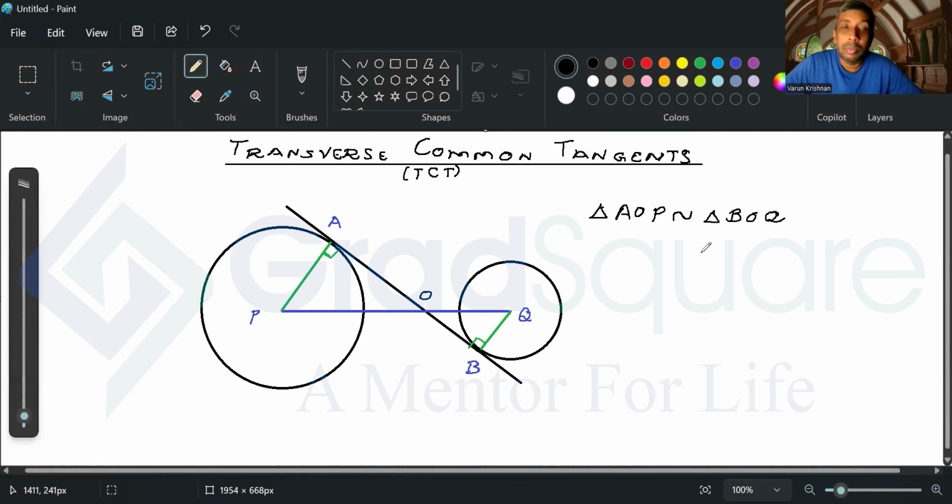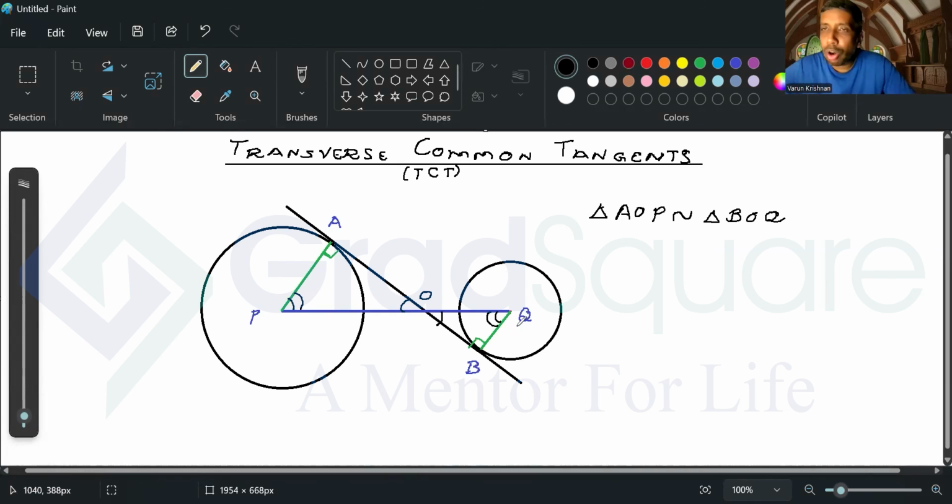These are two similar triangles. How do I know that? Because angle A and angle B are equal. Both of them have the value of 90 degrees. And angle AOP and angle BOQ are equal. So two angles are equal, which means that the third angle will be equal. So even angle APO and angle BQO will be equal. So all three angles are equal. So that makes these two triangles similar to each other.